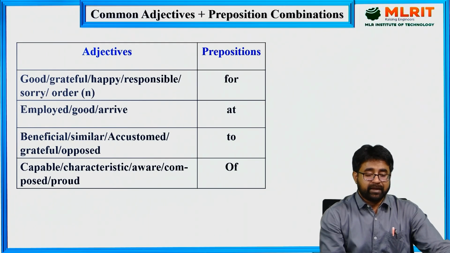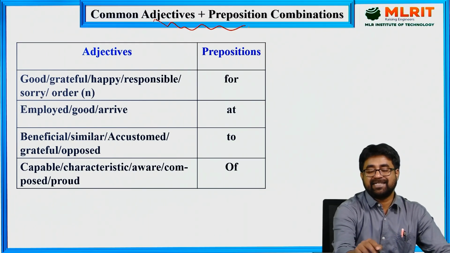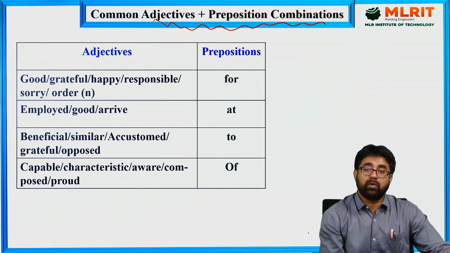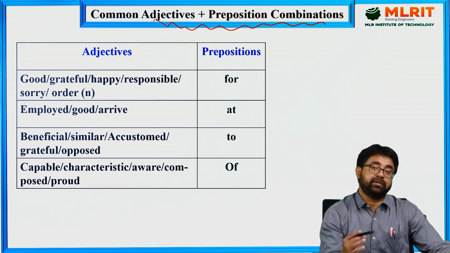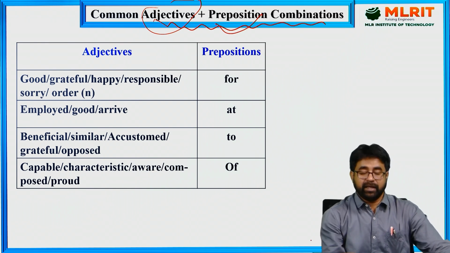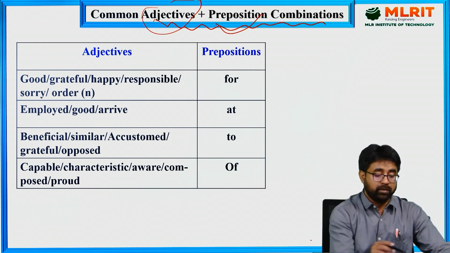Now, next part we'll be talking about adjective and preposition combinations. Like in the previous slides, we saw how certain verbs actually take certain prepositions. Similarly, certain adjectives also have their own preposition in most of the cases. Usually I'm talking about common ones.